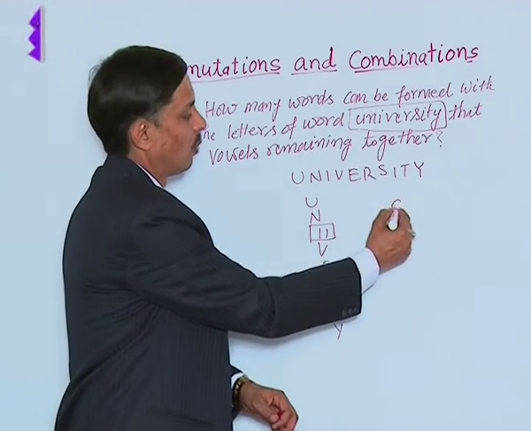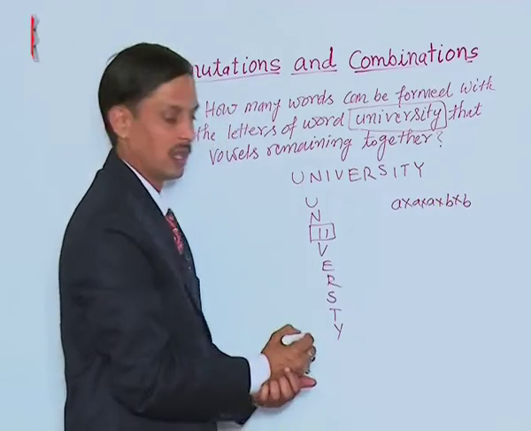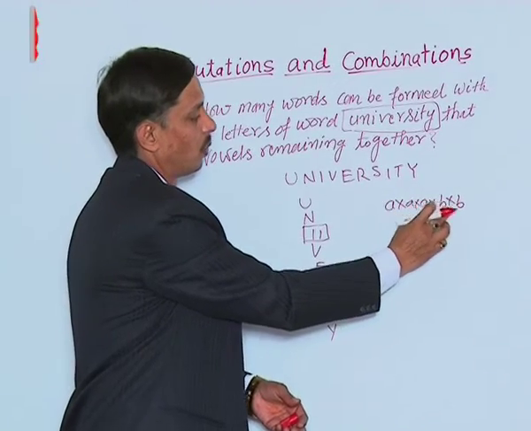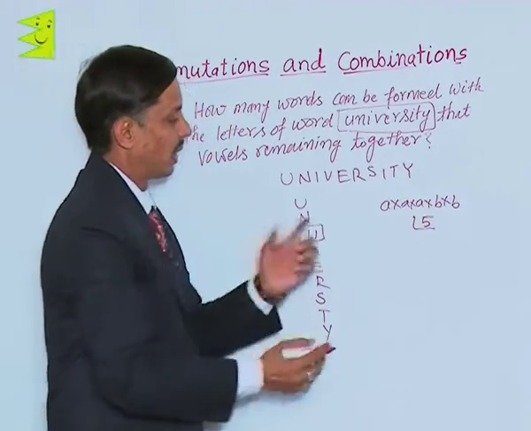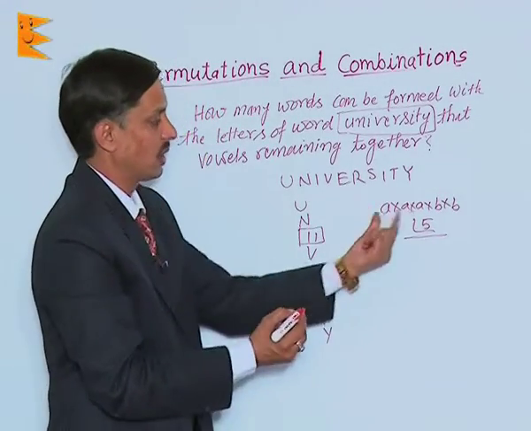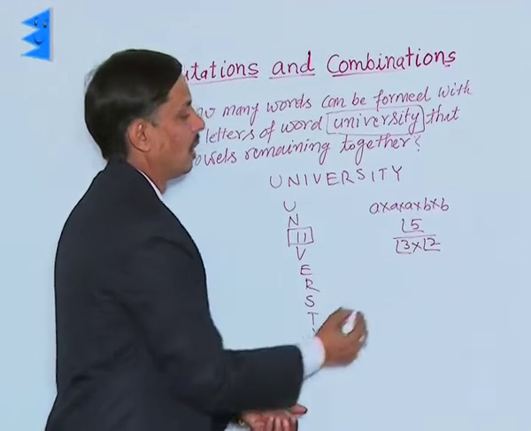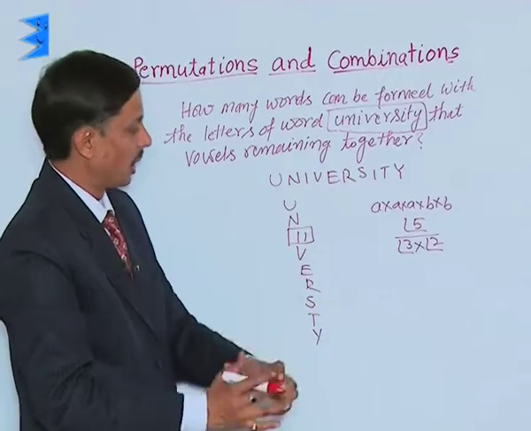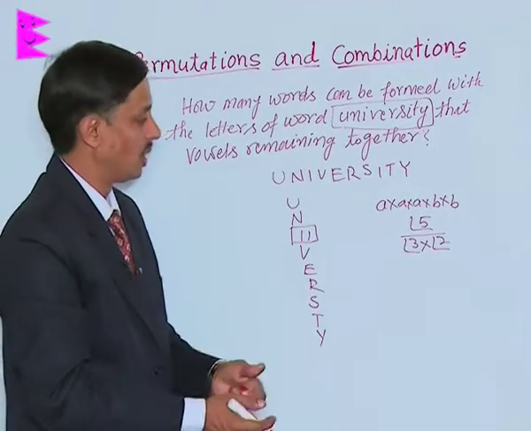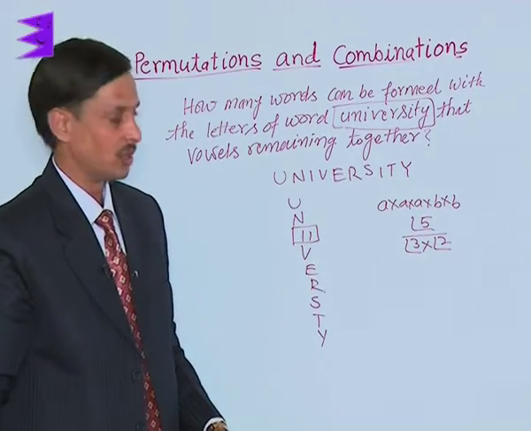Suppose I want to arrange A, A, A, B, B. So how many letters are used? 1, 2, 3, 4, 5. If these all are distinct, answer is 5 factorial. But if all these are not distinct, 3 are repeating, so divide by factorial 3. 2 are repeating, divide by factorial 2. So in case of repeated permutation, whatever letters or digits are repeating, we have to divide by that factorial.